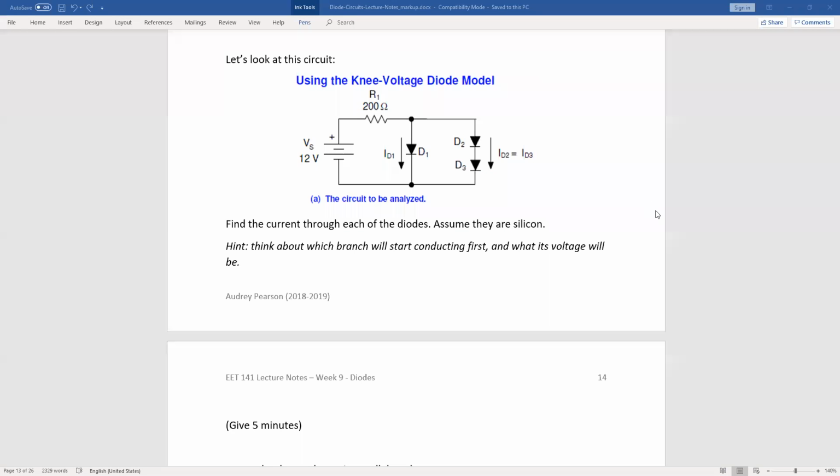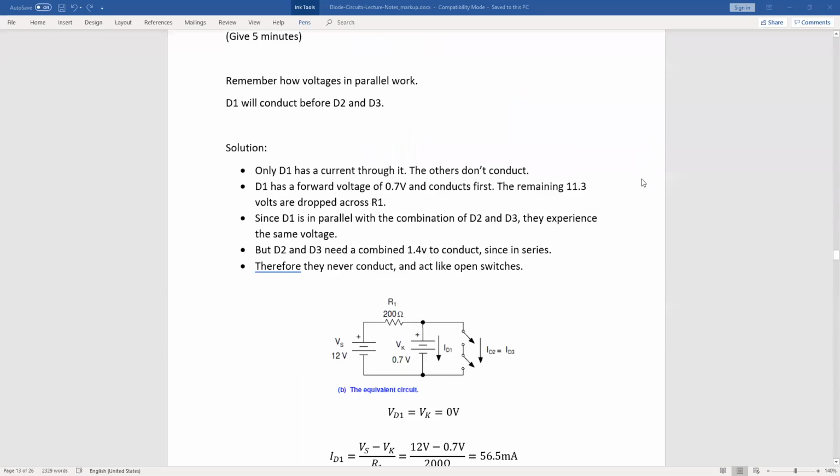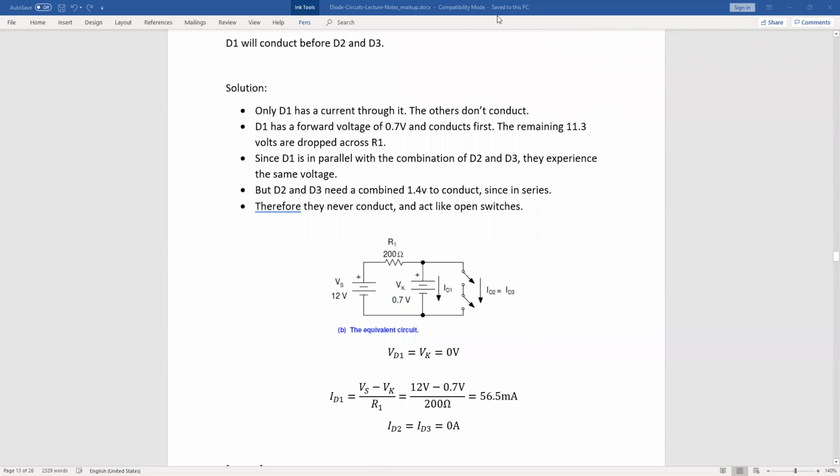So I'm going to get out of annotation mode so I can scroll down. And here is our solution. Okay. So simple answer is one of the branches is not going to have any current flow through it at all. So only the first diode is going to have any current flow. This is our circuit up here. We have Vs equal to 12 volts, our little resistor, our diode, and then our other two diodes.